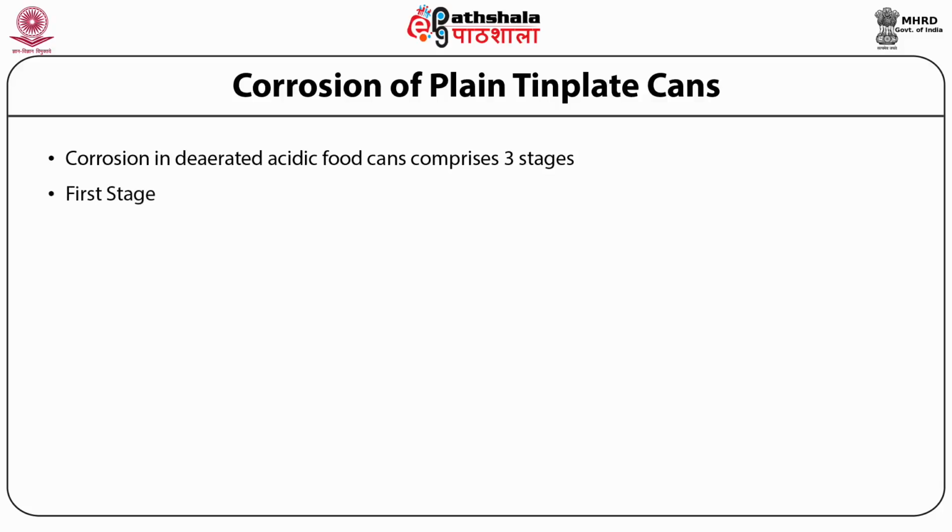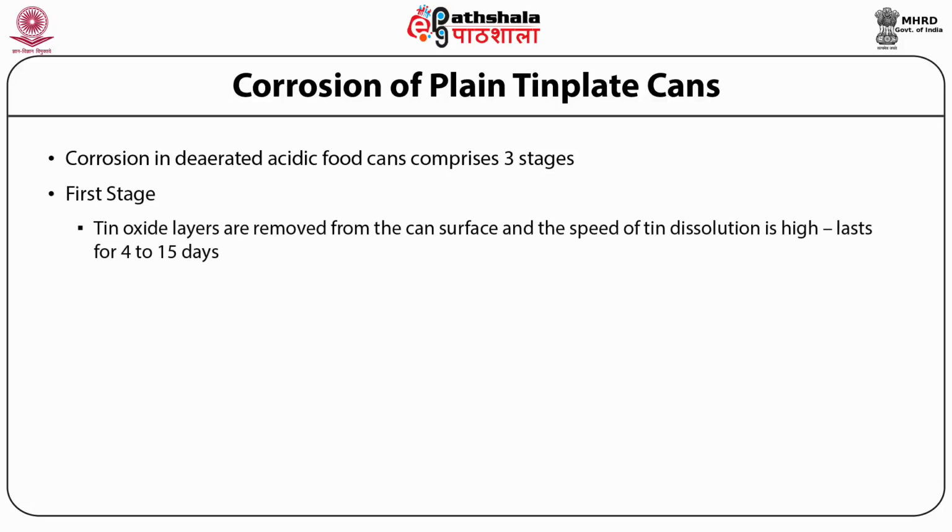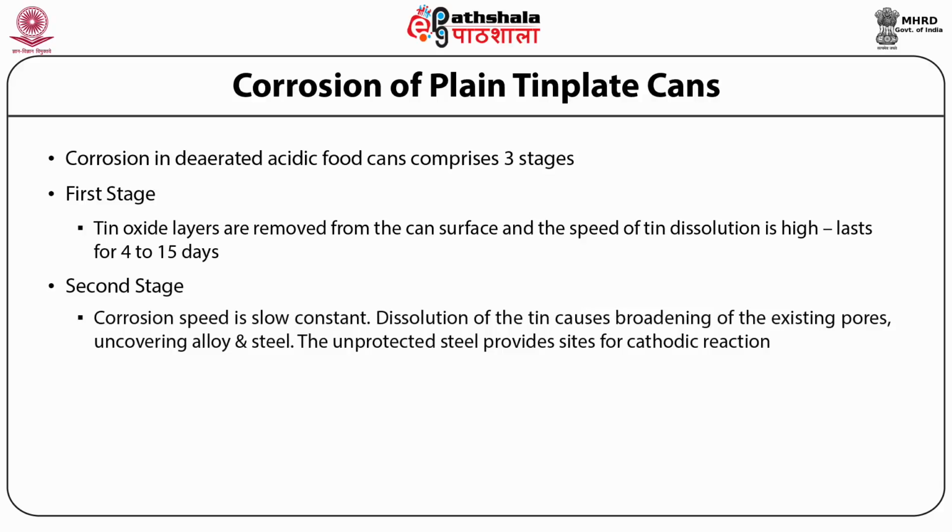During the first stage, oil and tin oxide layers are removed from the can surface and the speed of tin dissolution is high. This stage continues for 4 to 15 days depending on the nature of the food. The mirror surface of the tin coating should change to one in which the shape of the individual tin crystals may be seen with the naked eye. In the second stage, the corrosion speed is slow and almost constant.